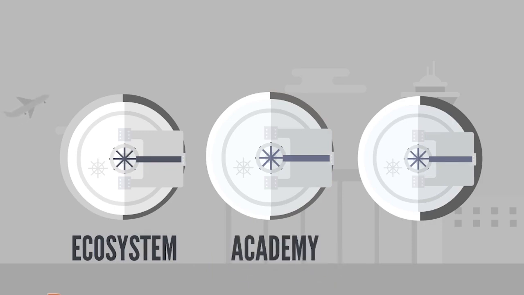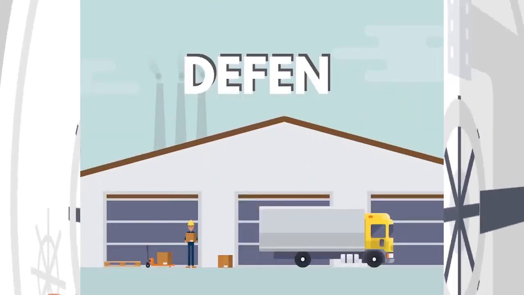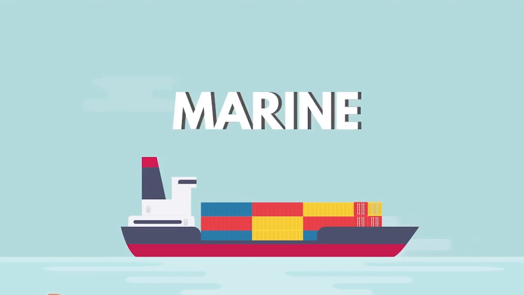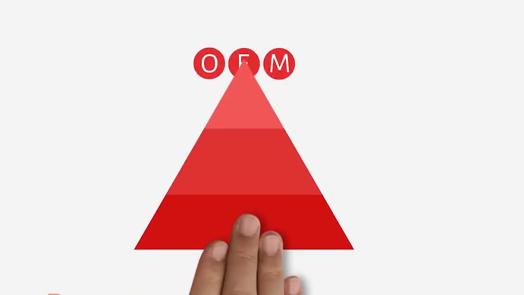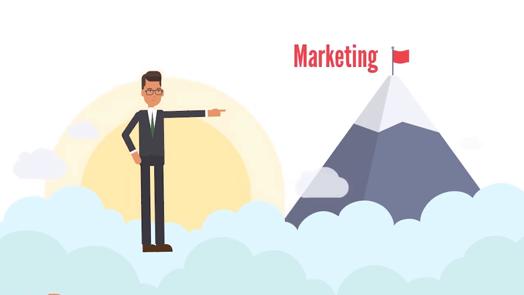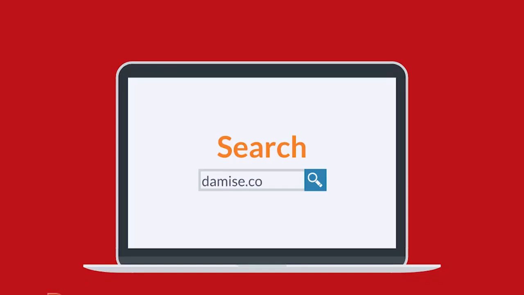Ecosystem, Academy, and Innovality. Defense, aerospace, and marine industries are linked in a global supply chain system that starts with an original equipment manufacturer. The suppliers of the OEM are ranked by their operational and financial capacity as Tier 1 to Tier 4. This relationship is vertical, and for smaller firms, sometimes it's impossible to make their own marketing to the OEM. With just one click, you will open up to the digital ecosystem.